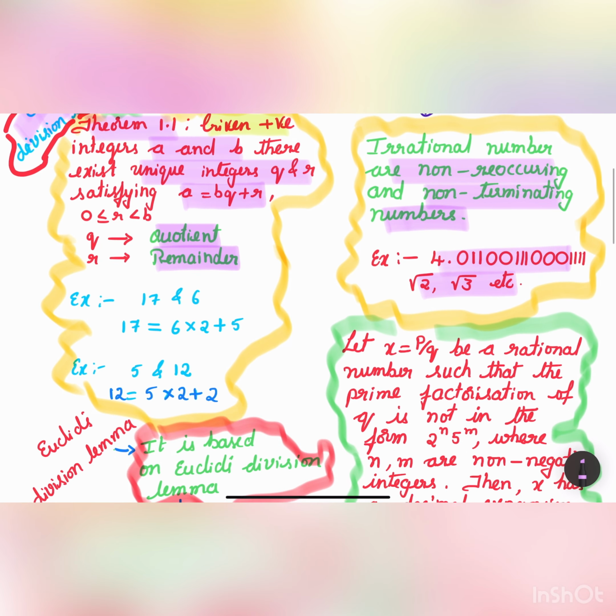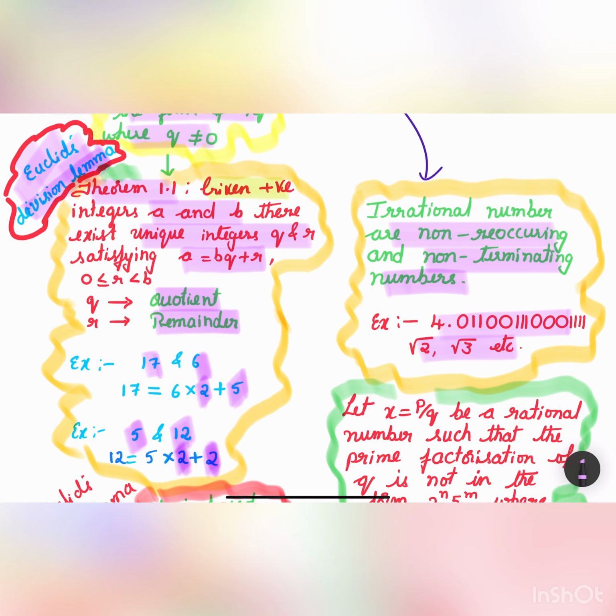So let us take the example 17 and 6. If we divide 17 by 6, then what happens? 6 2s are 12, then 5 is the remainder, and here 2 is nothing but the quotient. Now let us take 5 and 12. If we divide 12 by 5, then 5 2s are 10 and 2 is the remainder. Here this 2 is the quotient and this 2 is the remainder. So this is about Euclid's division lemma.